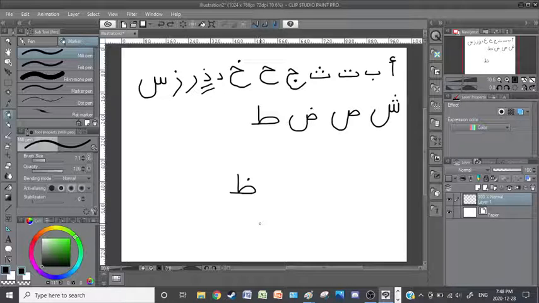Dha. Notice the similarities between dhal and dha. Dha. And as you can tell from my voice, it is one of the heavy letters as well. So we will draw it like so. If this part extends while you're drawing the oval, do not worry about it as long as it does not extend too long.